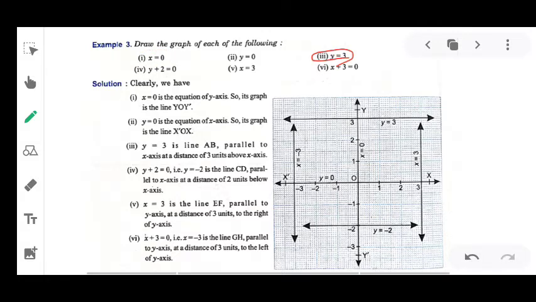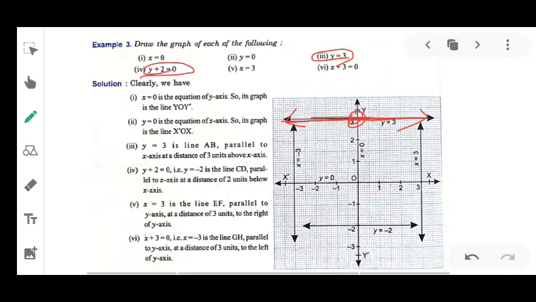Then the third question is y equal to 3. So y equal to 3, that means this is the point 3. Now at this point draw a line parallel to the x-axis. This will be the line for y equal to 3. Clear?